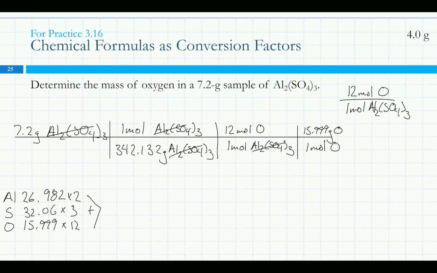All right, I got 3. I multiplied by 12 instead of 15.999. That'll do it. Yep, 2 sig figs, 4 grams of oxygen. Cool. Any questions? Okay.